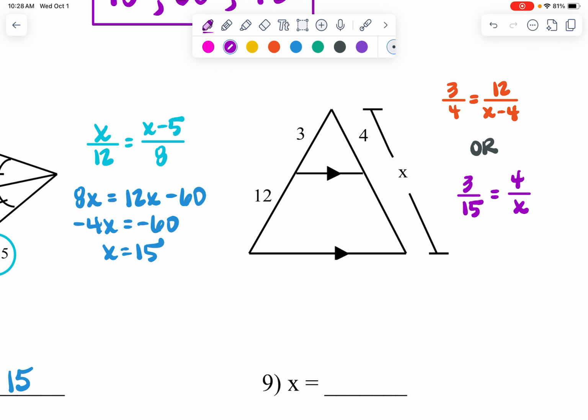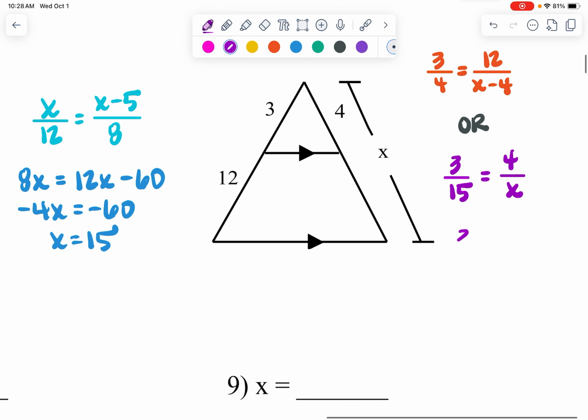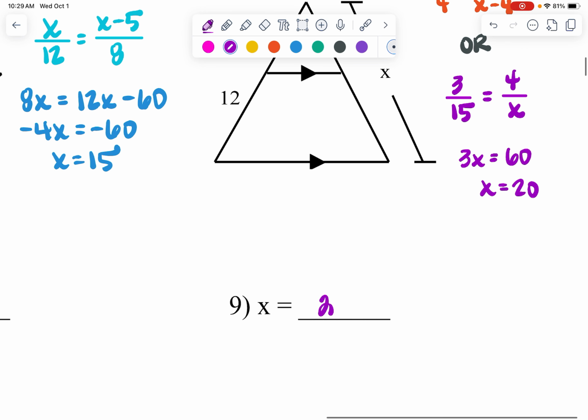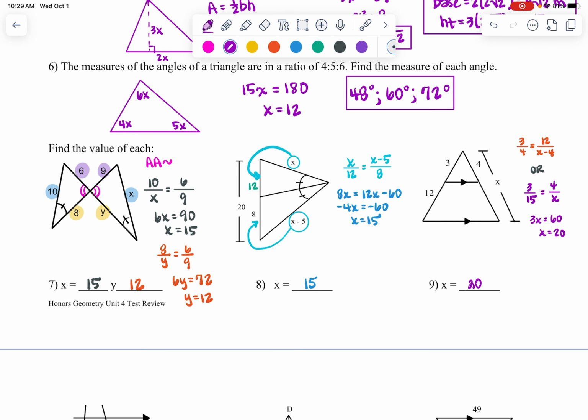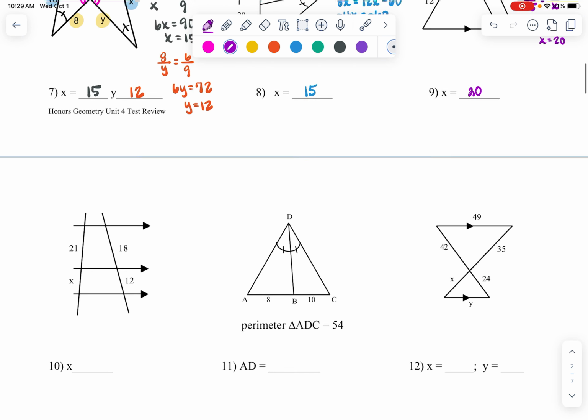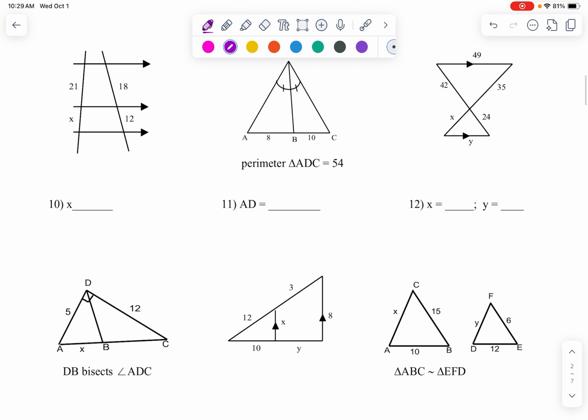Okay. I'm just going to solve the bottom one because it's easier. I don't have any binomials, so I just get 3x equals 60, so x equals 20. Whew, that took me a long time to get through that first page. I'm going to try to pick up the pace a little bit.